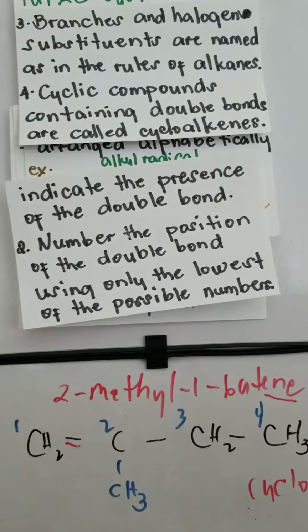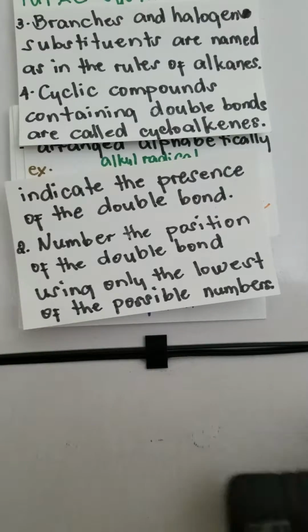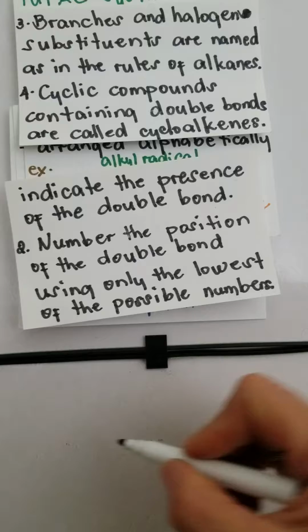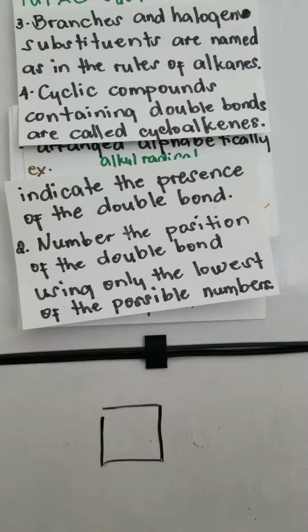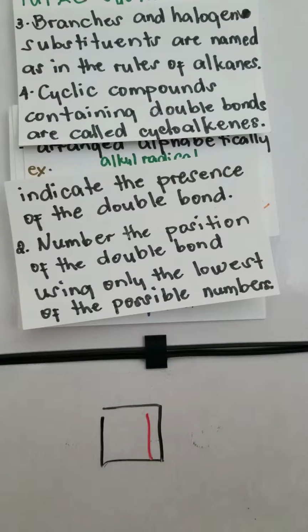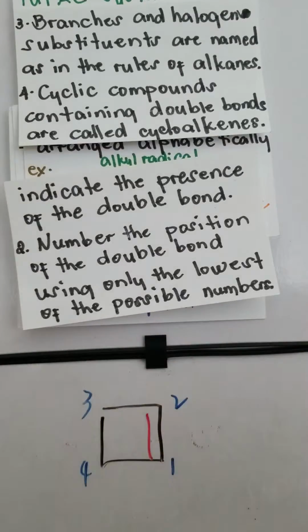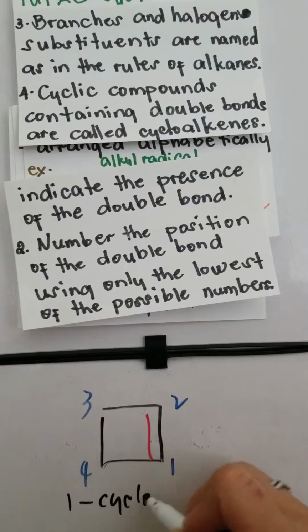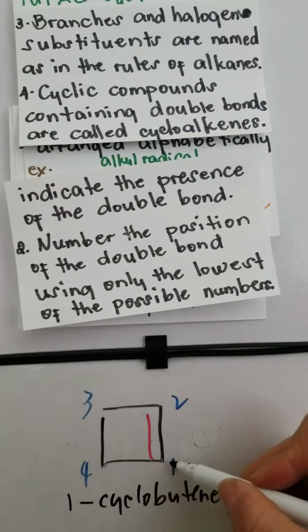Okay, for example, what structure bears a cyclobutene? If we have that and a double bond is here, then our first carbon atom is 1, 2, 3, 4. So to name this structure, can you see? 1, 2, that's cyclobutene. Why 1? Because this is the lowest.